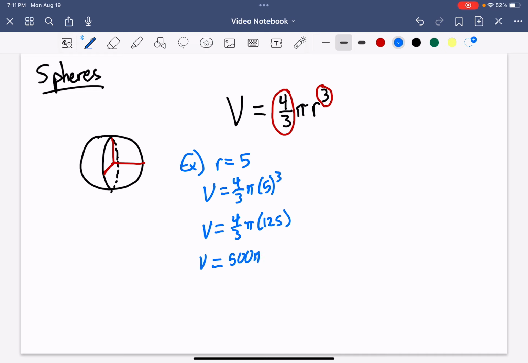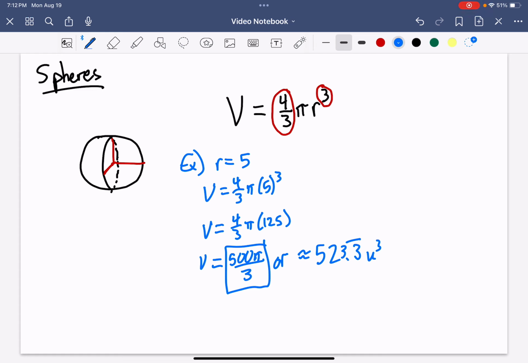500 pi over 3. And if we wanted to, we could leave that as an exact answer, or we could times it by 3.14 and then do the division by 3 and say it is roughly equal to 523.3 repeating, and both of these would be in units cubed. So keep in mind, your units have to be cubed at the end. And again, we have the exact answer with pi, or we can use an estimate, 3.14, and do it that way.